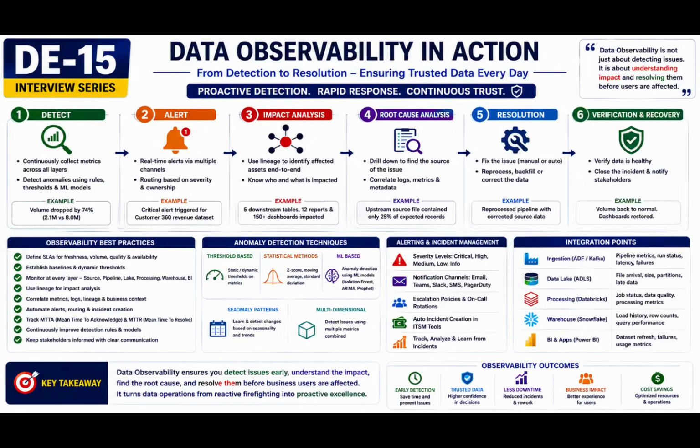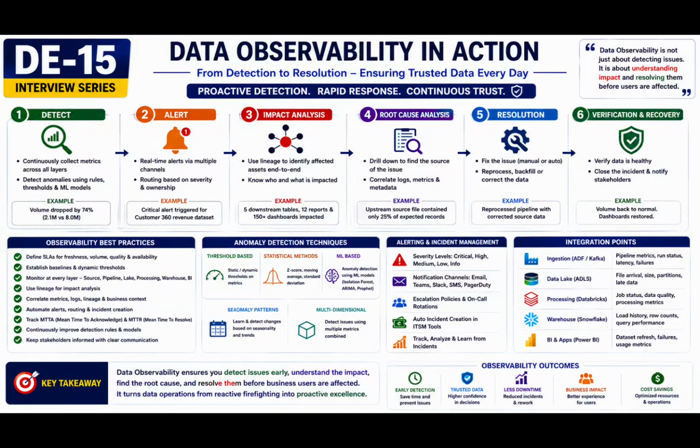Then the fourth one is root cause analysis. Next, we determine why the problem occurred. We correlate pipeline logs, data quality metrics, lineage, source information, schema changes, and operational metadata. For example, we might discover the source file contained only 25% of the expected records. Now we know the issue originated upstream.